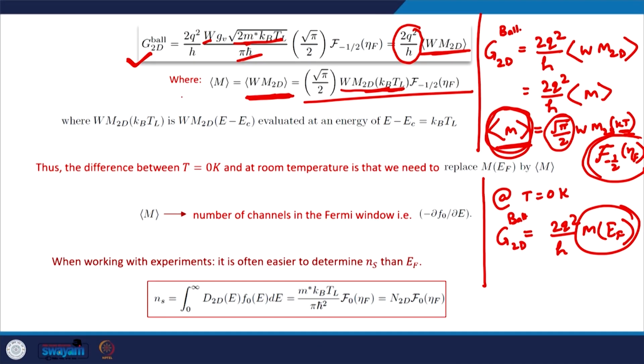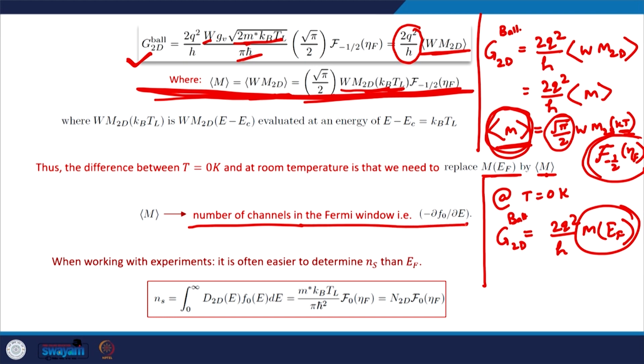So, that is the only difference that we see in our treatment, or in our calculation of conductance at room temperature. We just need to replace M(EF) by average of M, where average of M is given by this expression, and these are the number of modes or number of conducting pathways in the Fermi window.